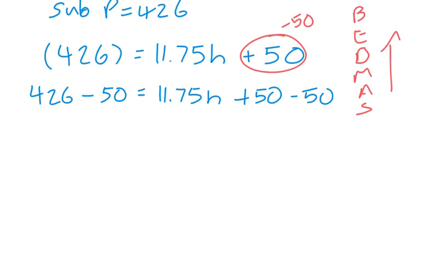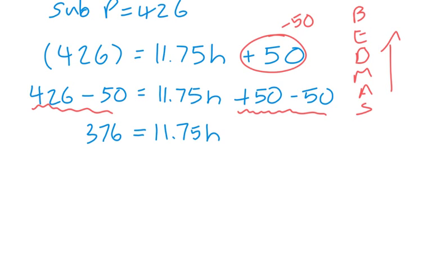Over on the left side of the equation, I'm going to simplify 426 subtract 50. If you can't do that in your head, go ahead and use a calculator. That is equal to 376. Over on the right side of the equation, I'm going to simplify positive 50 subtract 50. You should know that that cancels out, becomes 0, and you don't have to write it in. So all we're left with is 11.75 times h.